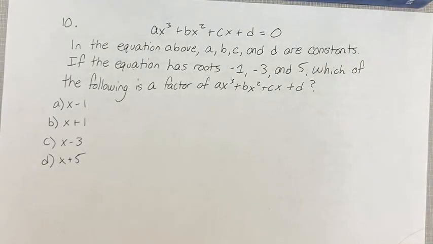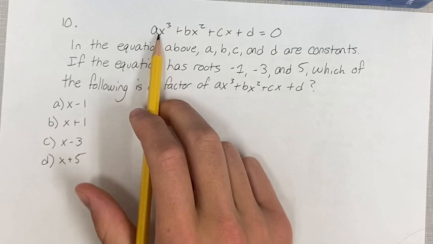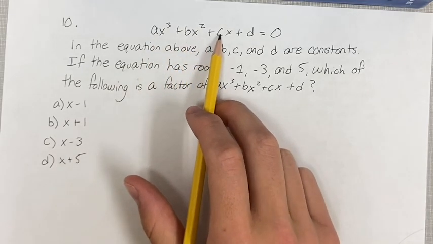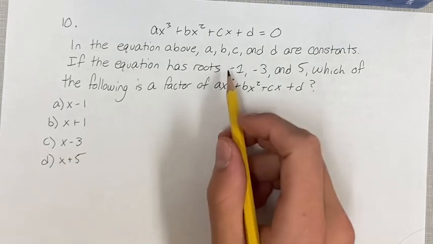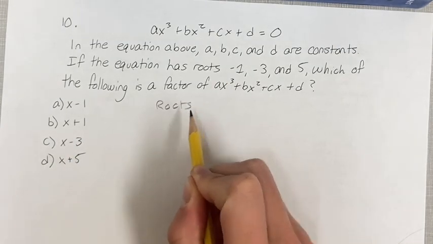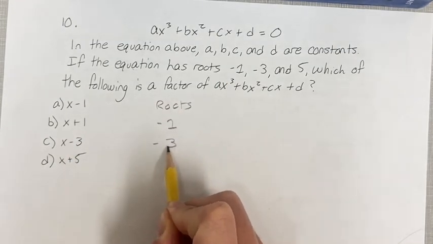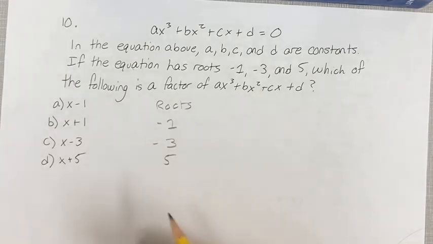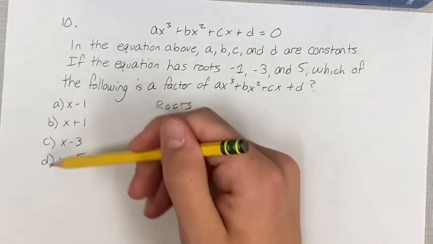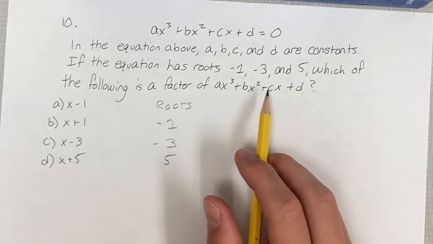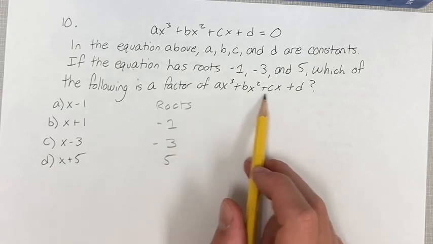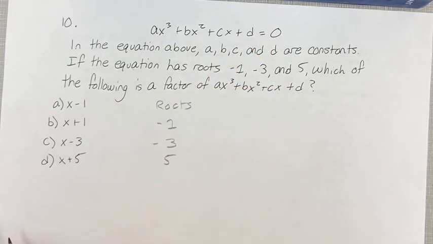In this problem, we have the equation ax cubed plus bx squared plus cx plus d is equal to 0. And we're told that this equation has roots of -1, -3, and 5. And we're asked, which of the following out of these is a factor of ax cubed plus bx squared plus cx plus d, which is the expression that is equal to 0 in this equation.